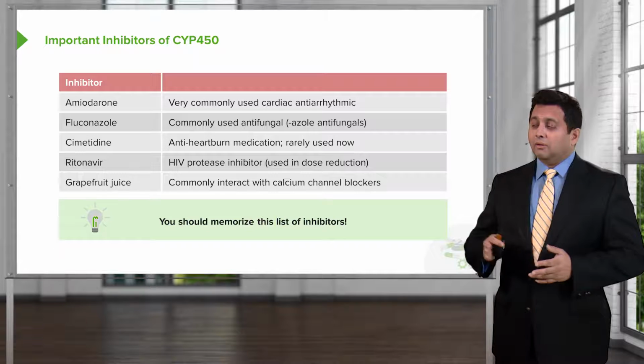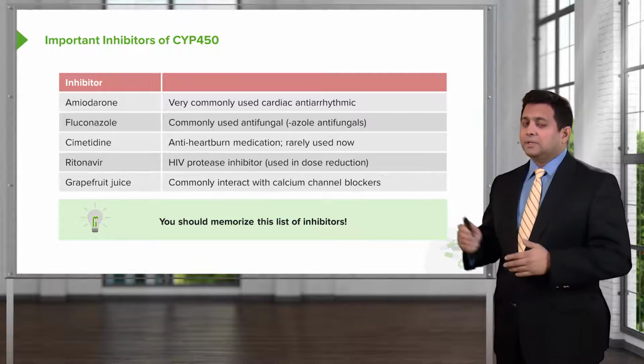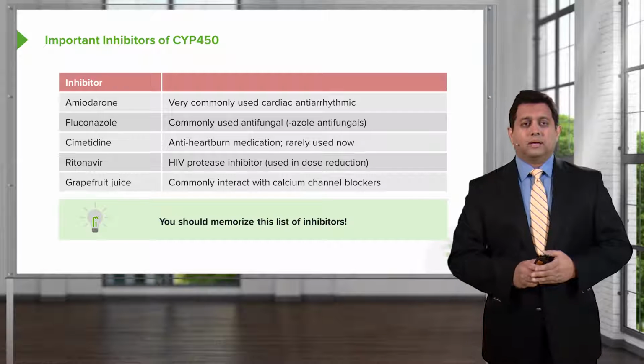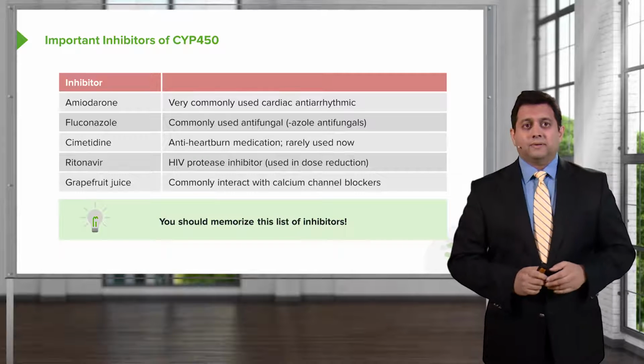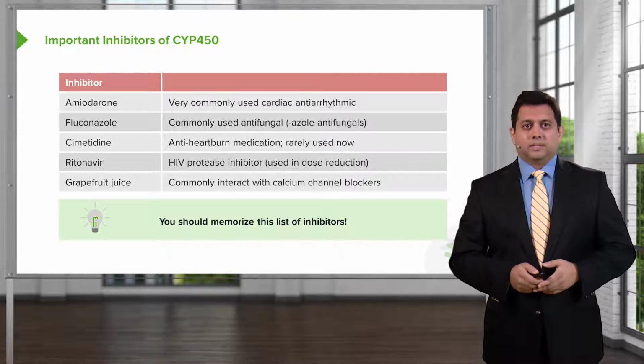Okay, so although I hate telling people to memorize lists without thinking about them, in this particular case, you need to memorize this without thinking about it because you need to be able to rattle off these drugs and, of course, grapefruit juice as inhibitors of cytochrome.